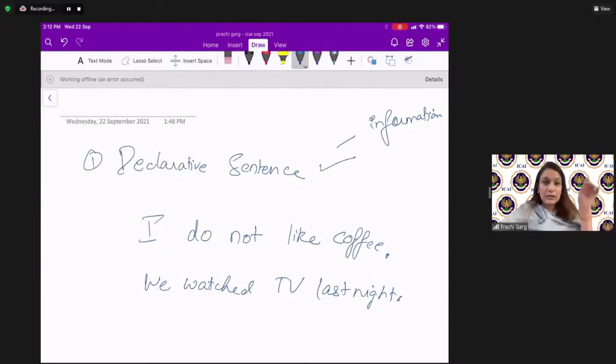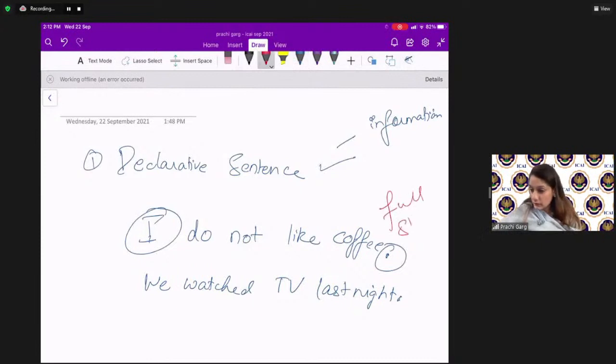Points to be noted: a declarative sentence starts with a capital letter like every other sentence, irrespective of what kind of sentence we are talking about. It will always start with a capital letter, right? Declarative sentences end with a full stop. So if I break down the components, a declarative sentence starts with a capital letter and ends with a full stop.